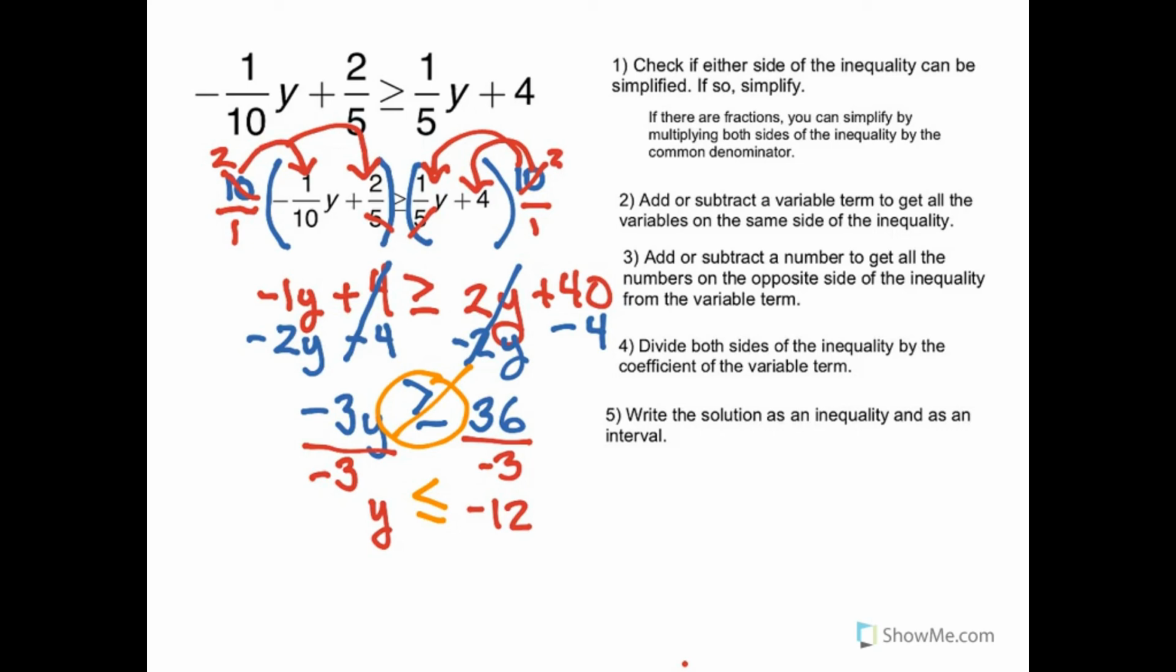Finally, we're going to write the solution as an inequality and as an interval. Our inequality is all set. Y is less than or equal to negative 12. That means we want numbers below negative 12 on the number line. They're going to go to minus infinity on the left, but negative 12 is included because it's a less than or equal to, so we close it with a square bracket.